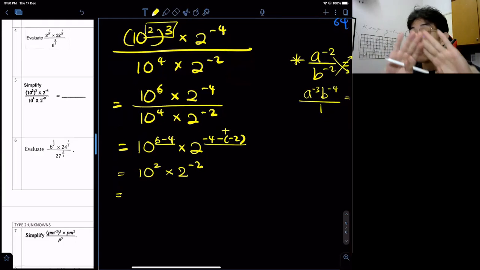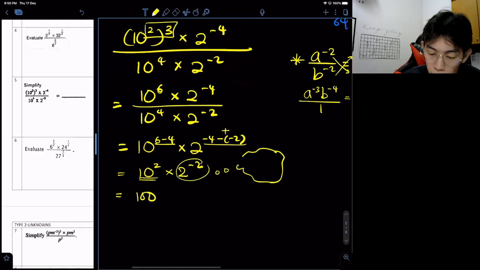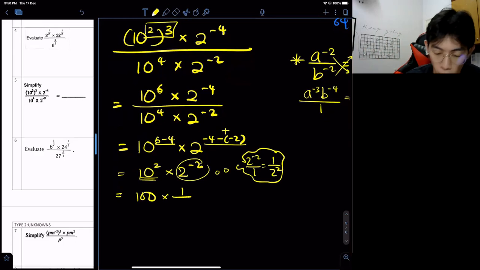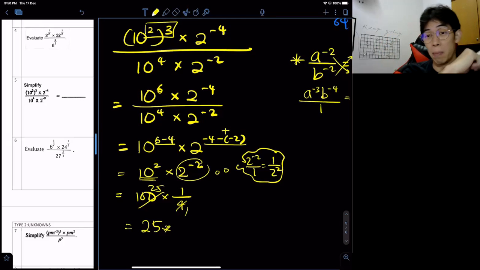different bases, deal with them separately. So this one you get 100, and this one, remember I said 2 upon x^2 is actually over 1. You get 1 over 2 squared. So the answer is 100 times 1 over 2 squared, which is 1 over 4. So you simplify, your answer is going to be 25. You see, not even a single touch or look at my calculator. I didn't really touch it.